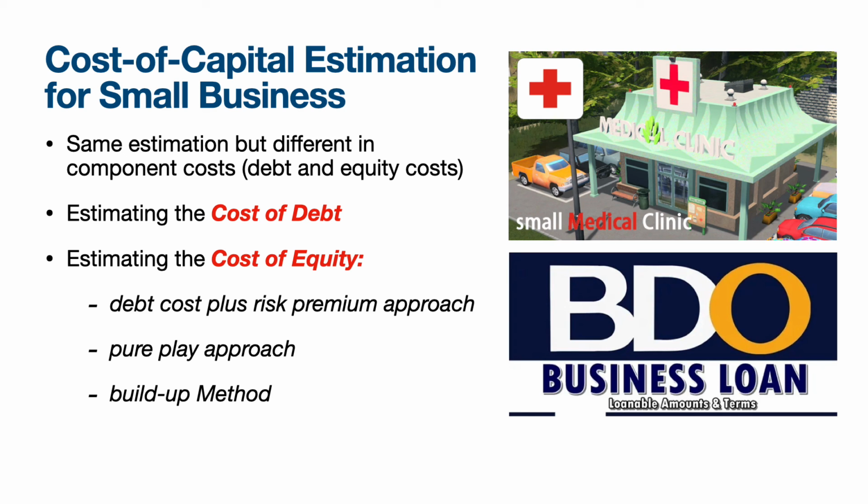And finally, the build-up method. Here, the cost of equity of a similar large business is used as the base or starting point. Then, adjustments or premiums are added to account for the differences between large and small businesses.